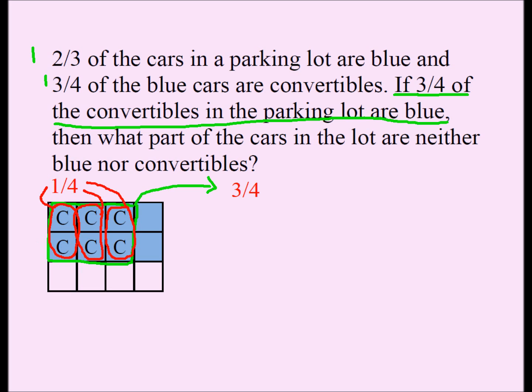The blue convertibles represent 3/4 of the convertibles. So 2 of these squares must represent 1/4 of the convertibles. So if I have 3/4 of the convertibles are blue, 1/4 of the convertibles are non-blue, and that would be, let's erase everything.